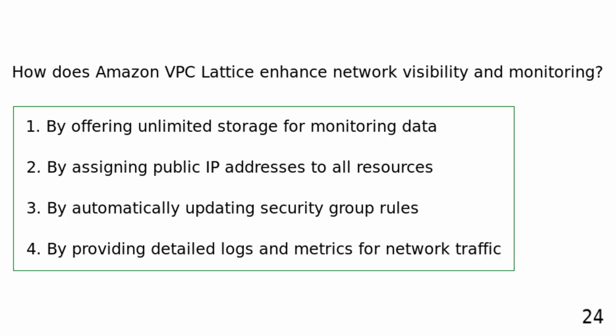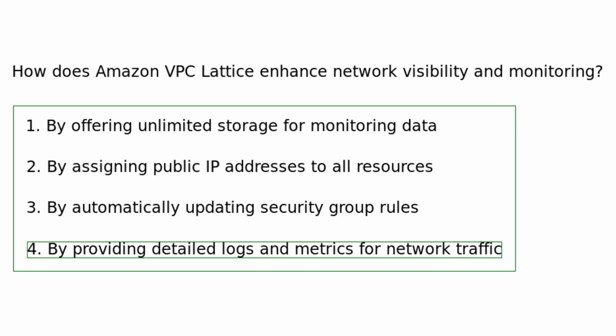How does Amazon VPC Lattice enhance network visibility and monitoring? By offering unlimited storage for monitoring data. By assigning public IP addresses to all resources. By automatically updating security group rules. By providing detailed logs and metrics for network traffic. Amazon VPC Lattice enhances network visibility and monitoring by providing detailed logs and metrics for network traffic, allowing users to monitor and analyze network activity within the VPC.